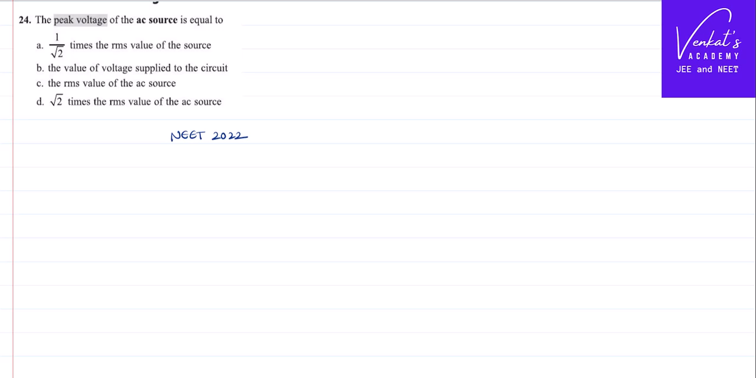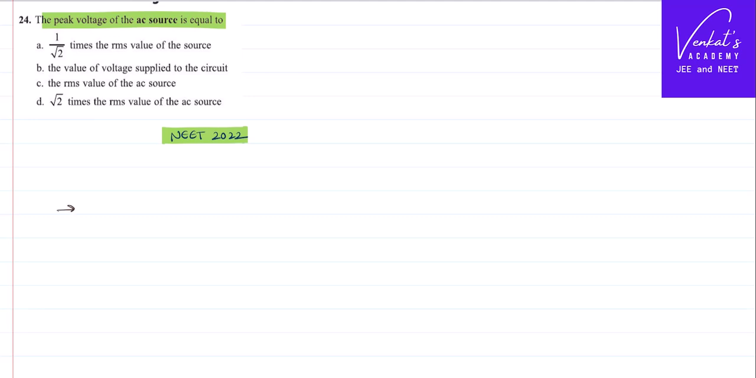Here in this video, we are solving a problem that appeared in NEET 2022 in physics, particularly in AC, alternate current. It says: the peak voltage of an AC source is equal to what? So first of all, we shall understand how it actually happens.